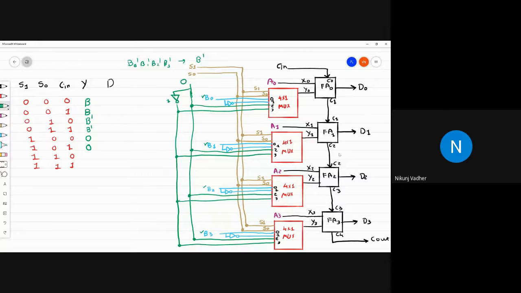whenever the value of S0 and S1 will be 1 1, in that case, what is the last input? The last input is 0 complement, meaning 1. So in that case, 1 will be forwarded.